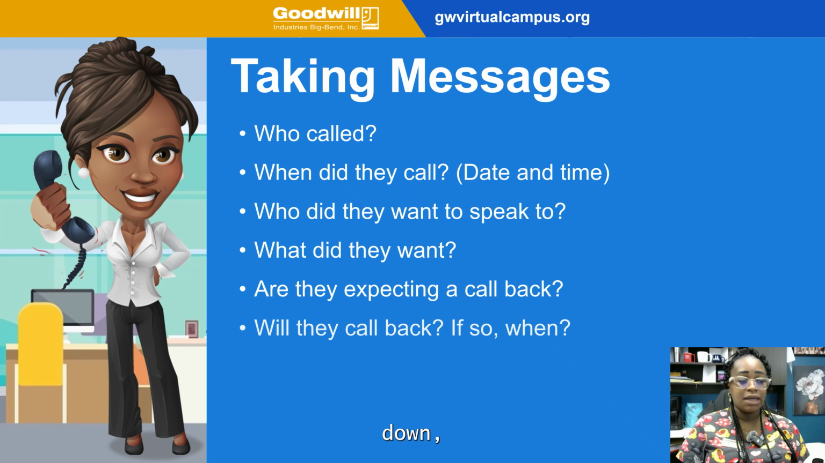When we're taking a message down, just in case a nurse is not available, we're going to get who called, when they called, the date and the time. We're going to ask who they spoke with, what's the name of that person, who they wanted to speak with, why did they call, what do they want, are they expecting a call back from us, or will they call back? If so, when? We want to make sure we take as much information down as possible. That way, when a nurse comes back, we can give her the information and she knows what to expect moving forward.